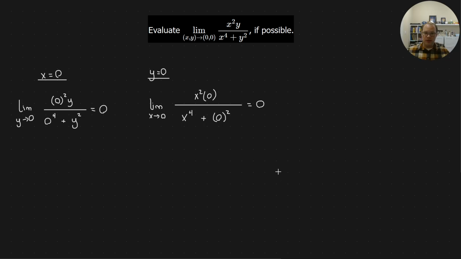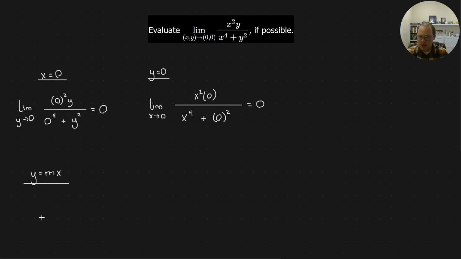So far everything agrees. But as we said, those are just two ways we could approach the origin 0, 0. Let's look generally at any line that goes through the origin. Okay, any other line going through the origin would have the form y equals mx.